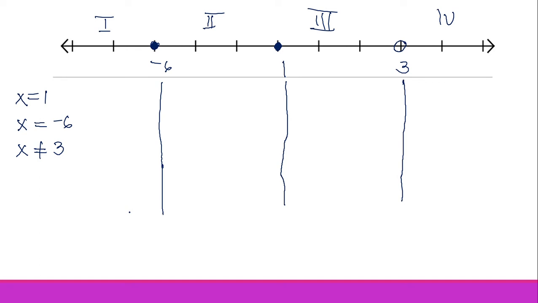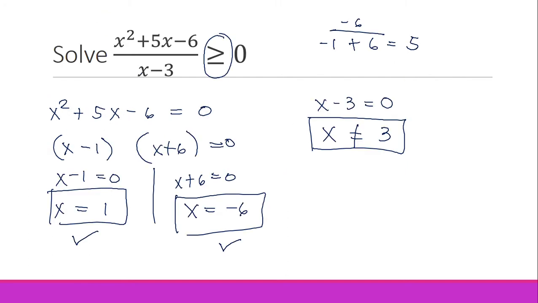That is really fine. So let's move on in testing each of the regions here. We have region 1. If I'm going to choose -8 as my x value on region 1, I will be plugging that into my original inequality: x squared plus 5x minus 6 over x minus 3 is greater than or equal to 0. So let's check that out.